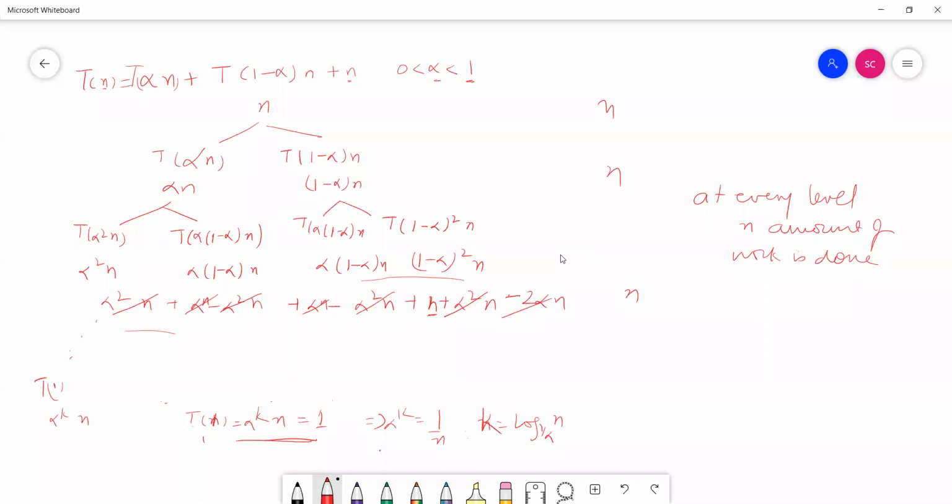So by solving this equation, we get alpha to the power k is equal to 1 upon n, and k is equal to log n base 1 by alpha. So the total number of levels is k, that is equal to log n base 1 by alpha. So T(n) is less than or equal to n into this. Is this clear, class?